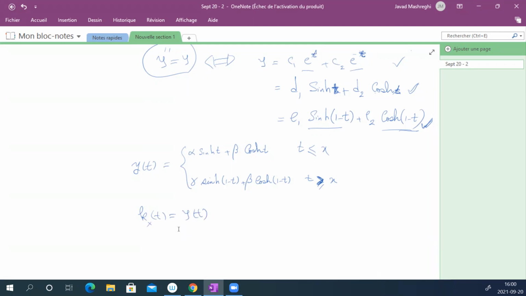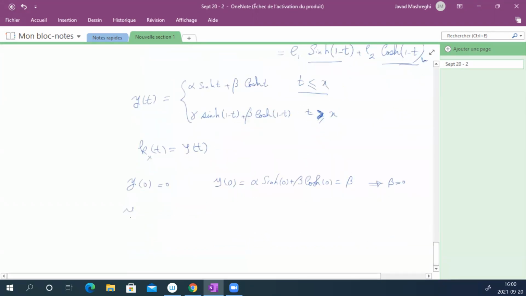Well, boundary conditions. I need to be in this space. I need y of 0 to be 0. And what is y at point 0? When I put t equal to 0, it is alpha times sine hyperbolic 0 plus beta cosine hyperbolic 0, which is just beta. So my beta is equal to 0.